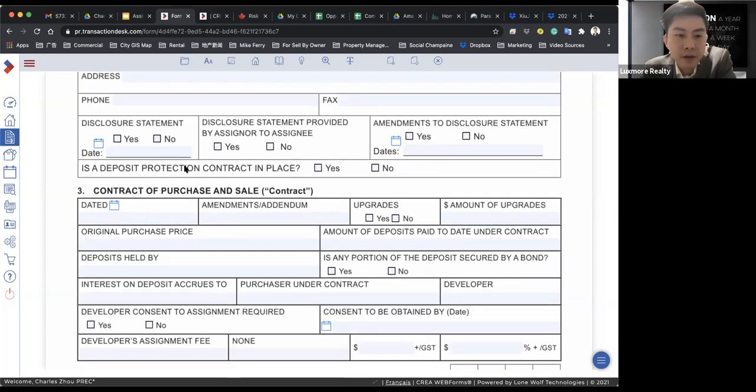Normally, there is no protection contract in place for a deposit, but some developers do, so you have to find out from the developer. But 80% of the time, you just check no.